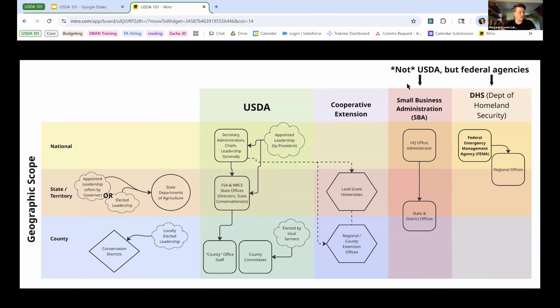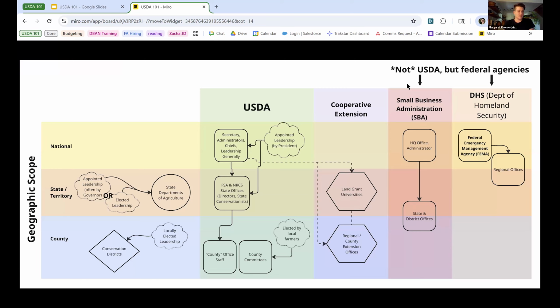All right, so this is a training that is focusing on USDA, but we also wanted to put USDA in context with other agencies out there that are relevant to farmers, but not a part of USDA, and just acknowledge that they operate on some different geographic scales. And when you put all of that together, it can be a little confusing for a farmer to know who is a part of what and who does what.